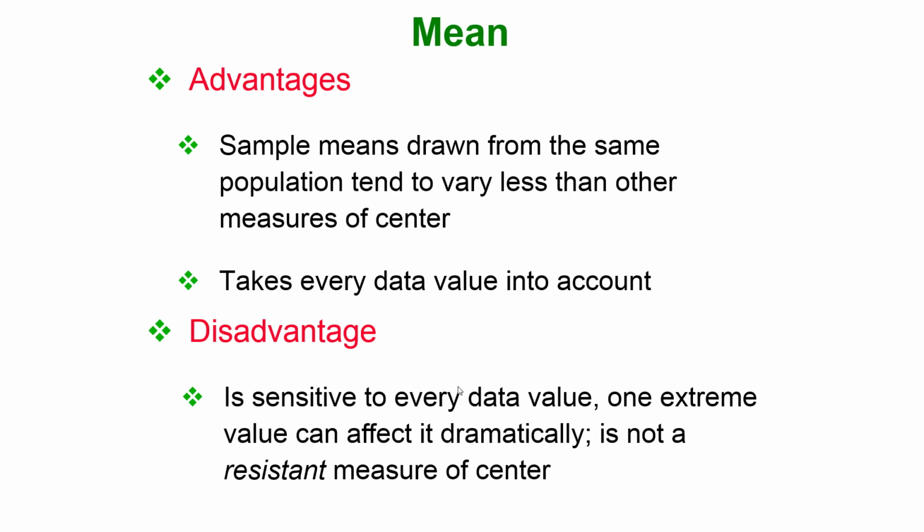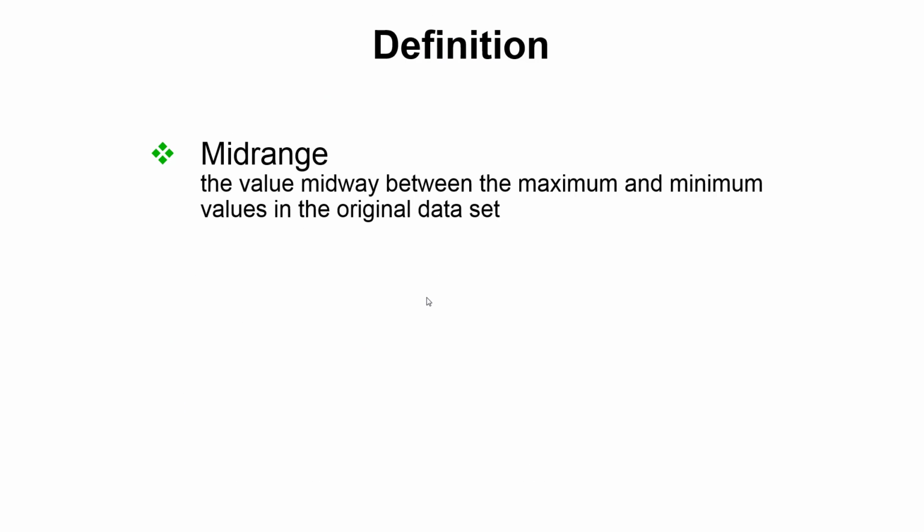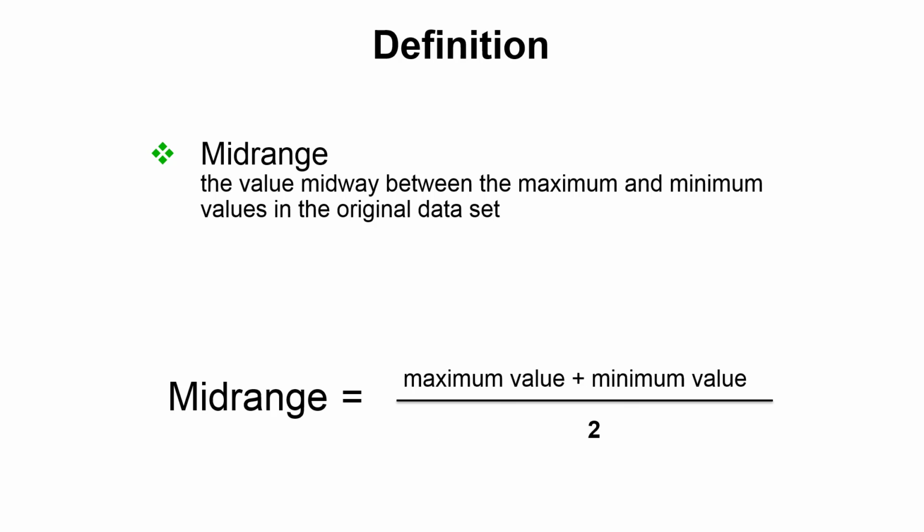Those are the advantages and disadvantages of the mean over the median or the mode. Okay, there's another measure that I want to mention called the midrange. We do not use it very often, but it is a term that you need to know. It's the value midway between the maximum and minimum values in the original set. So you add the maximum value to the minimum value and divide by 2.